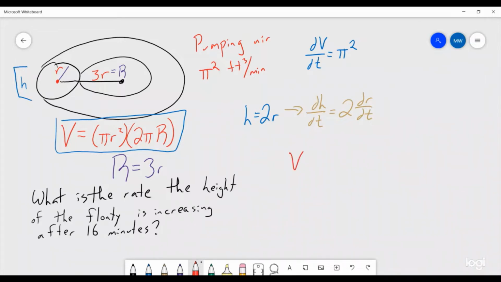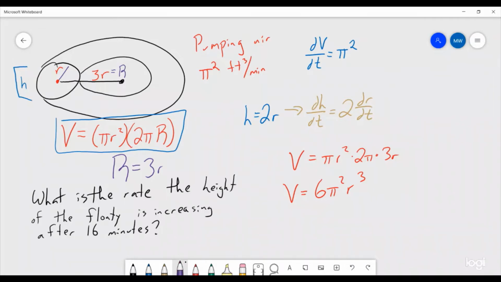So we know the volume, let's rewrite this a little bit by substituting what big R is. Volume is pi little r squared times 2 pi times 3 little r. So that means that 3 times 2 is 6, so we have 6 pi squared r cubed. That is what the volume is going to be at any given radius.